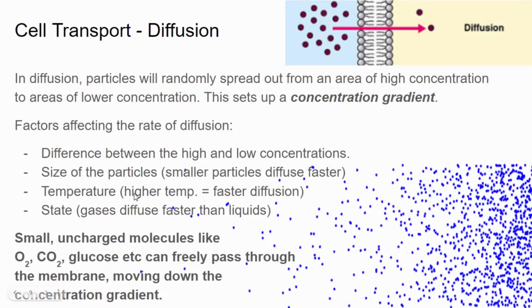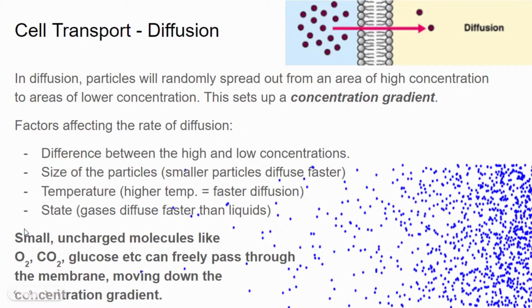And the temperature also matters. So if you remember from your acids and bases topic in year 11, if you did it, we know that an increase in temperature causes particles to move around faster with more kinetic energy. So if we increase the temperature of our particles, they're going to move around faster, they're going to diffuse faster away from this area of high density. The state matters. Okay, so we know that gases will diffuse faster than liquids. Again, it comes down to temperature and the size of the particles.